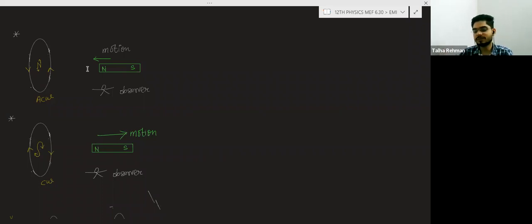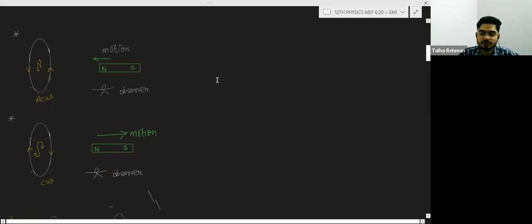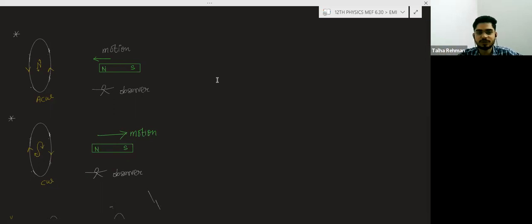In the exam, sometimes you will get questions like this. A magnet will be there and a coil will be there. The coil can be in any shape: square, rectangular, or circular, mostly. And they will say, suppose the magnet is moving towards the coil, what is the direction of the induced current? Then accordingly you will decide the induced current.